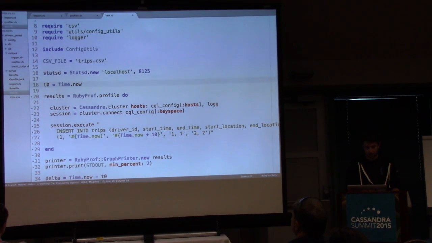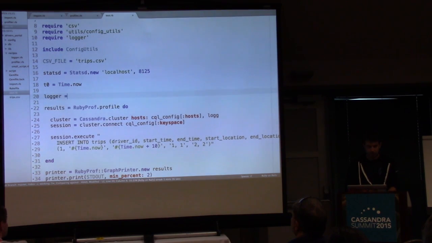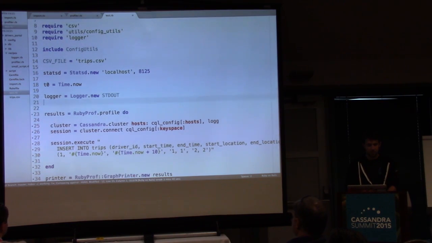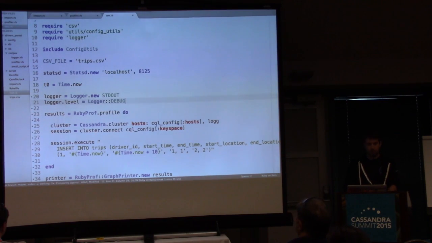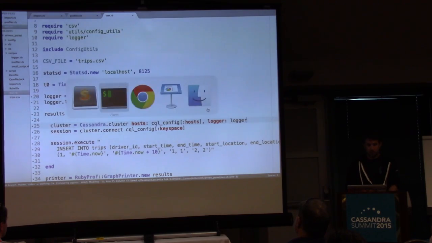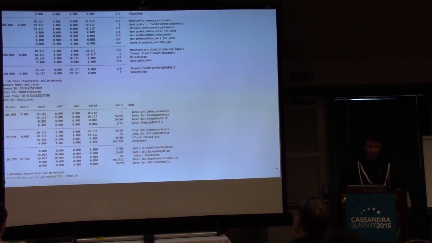Here, for example, our logger is Logger.new, pointing to the standard output, and we want debug level, right? And we just add it to the configuration of the cluster, of the connection, right? Logger. Okay, good. Let's see if we know something else.